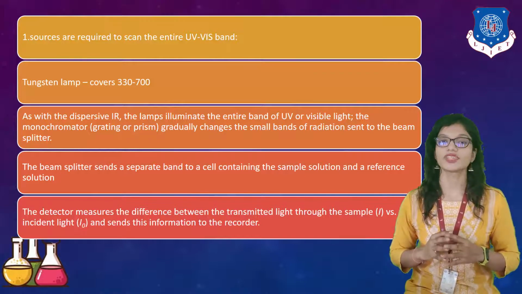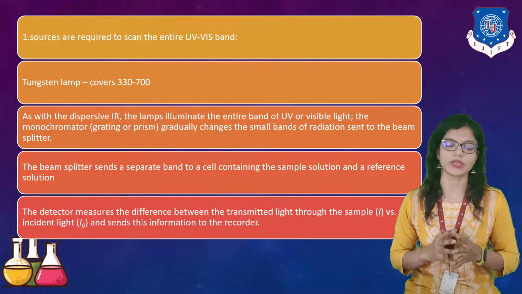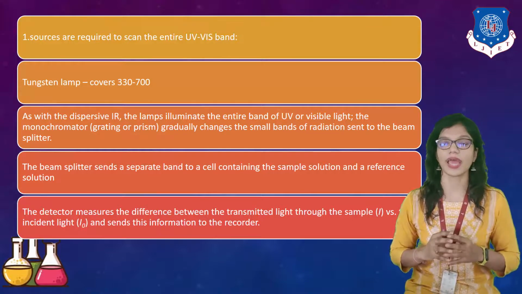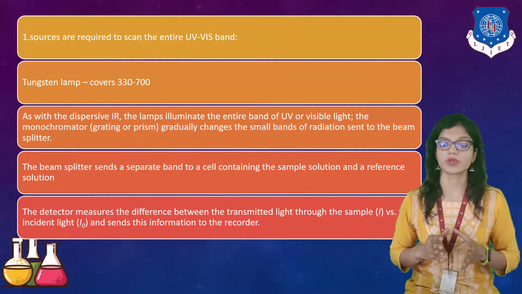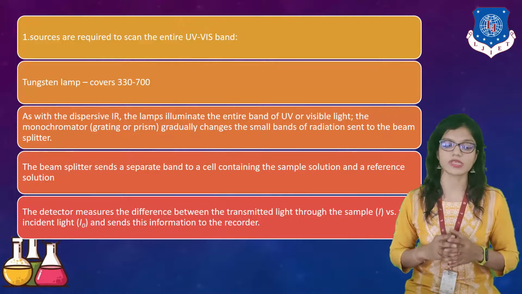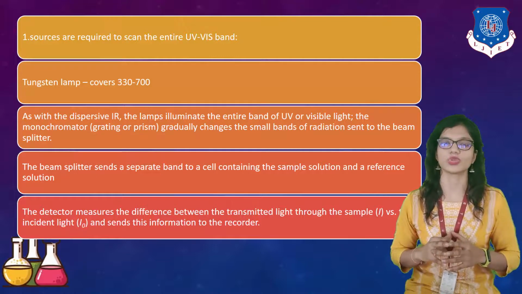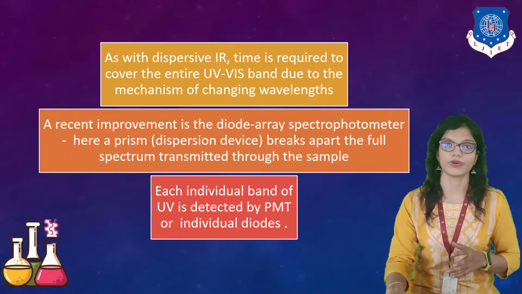Here the monochromator, which can be a grating or a prism, gradually changes the small bands of radiation sent to the beam splitter. The beam splitter sends a separate band to the cell containing the sample solution and to the cell containing the reference solution. Now, if we move further, the detector measures the difference between the transmitted light through the sample versus the incident light, that is I versus I0, and sends the information to the recorder. Right? This is the way it will move further.